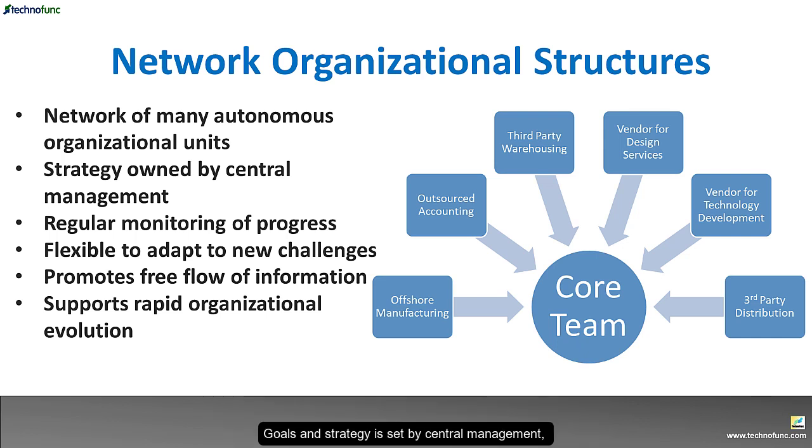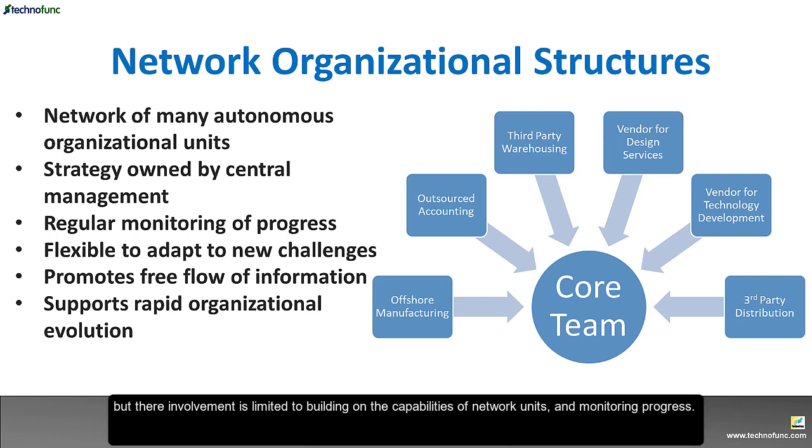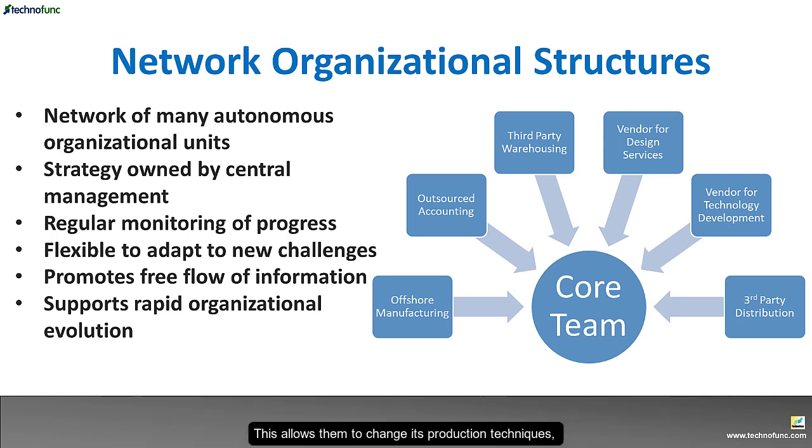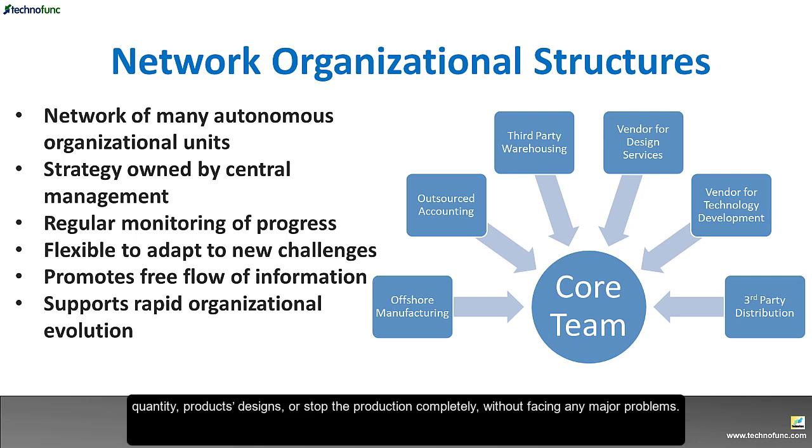Goals and strategy are set by central management, but their involvement is limited to building on the capabilities of network units and monitoring progress. This structure is very flexible, and it can adapt to new market challenges almost immediately. Flexibility is one of the main reasons why firms pursue network organizational structure in the first place. This allows them to change their production techniques, quantity, product designs, or stop the production completely without facing any major problems.